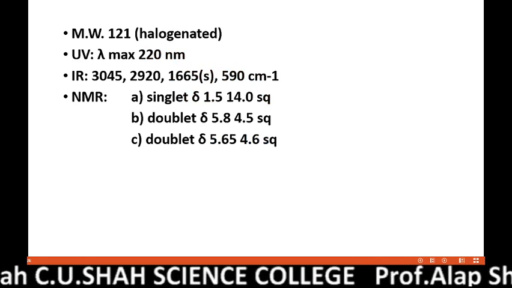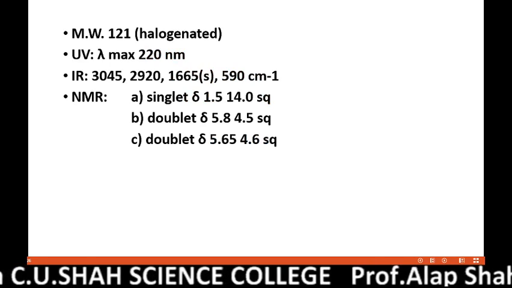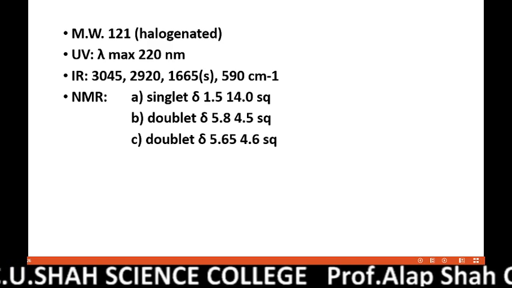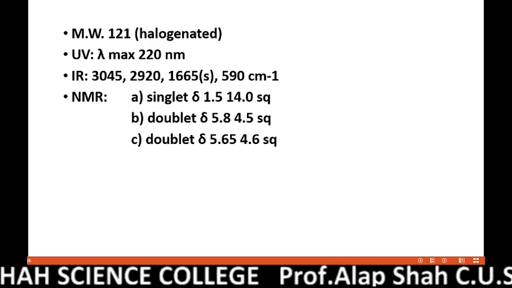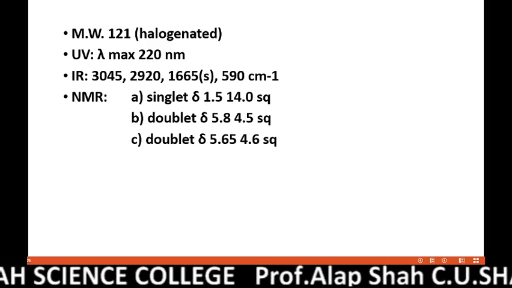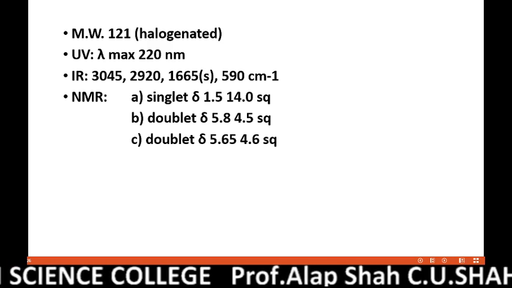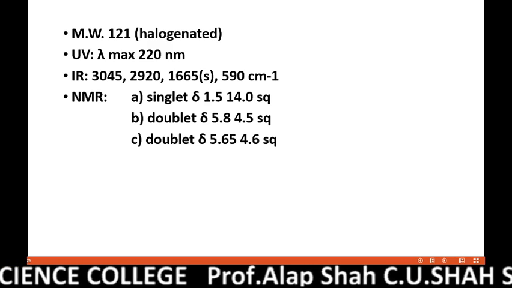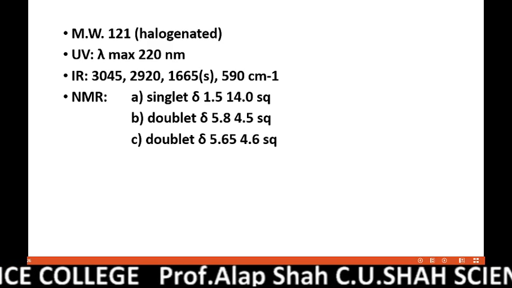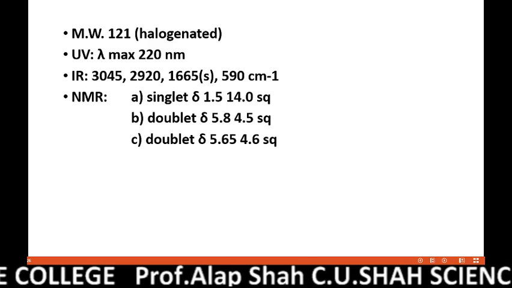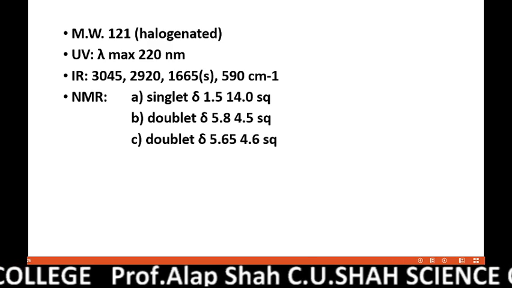Molecular weight is 121. I know that the problems with the molecular formula, or the problems in which percentages are given, are a little bit easy. That's why I am deliberately selecting all the problems with the molecular weight. So molecular weight 121, halogenated, that information is given.